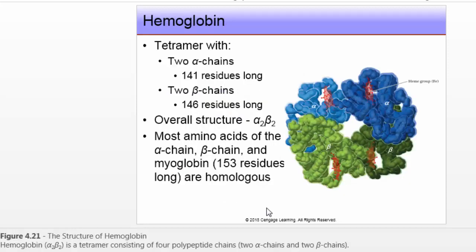Now let's talk about hemoglobin. Hemoglobin is a tetramer with 2 alpha chains, each 141 amino acid residues long, and 2 beta chains, each 146 amino acid residues long. The overall structure is alpha 2 beta 2. Most amino acids of the alpha chain, beta chain and myoglobin are homologous.